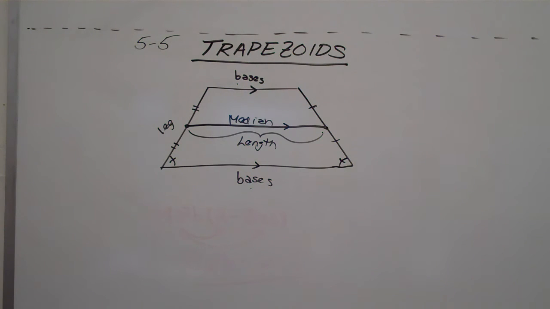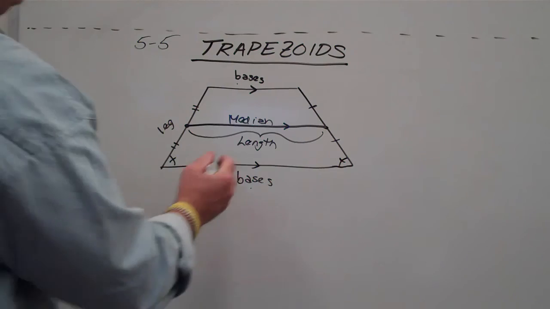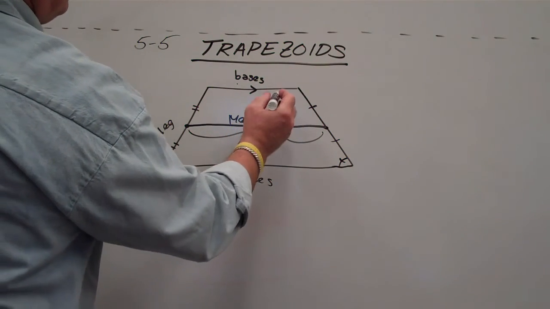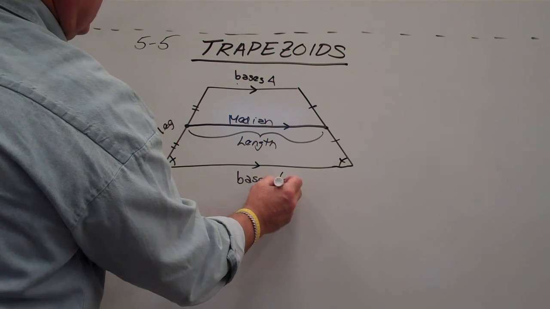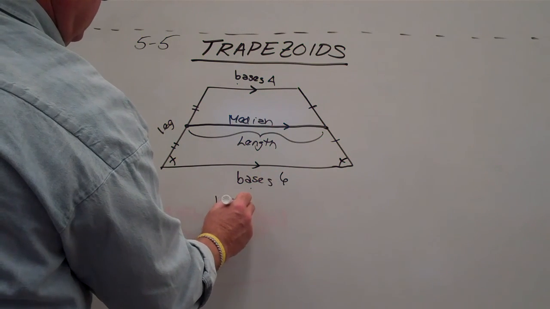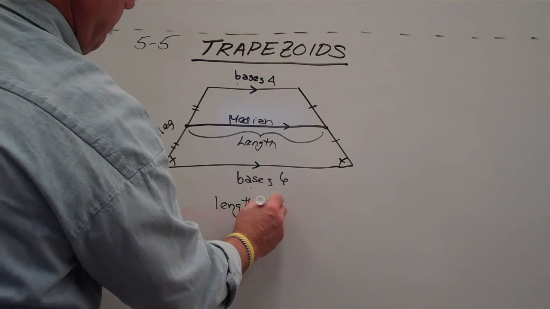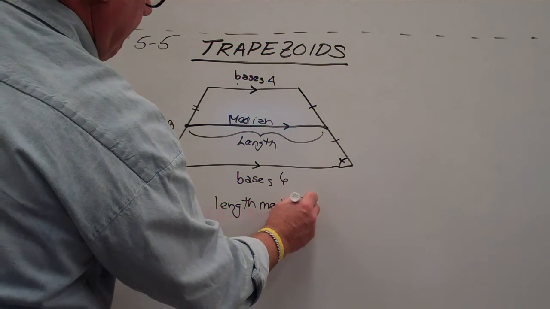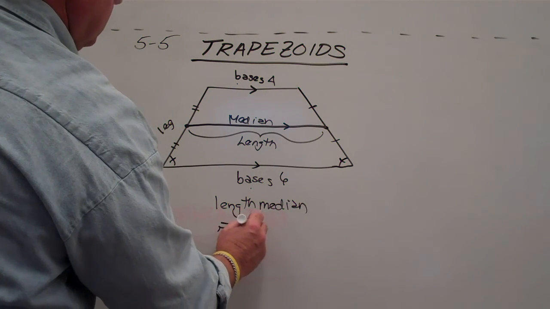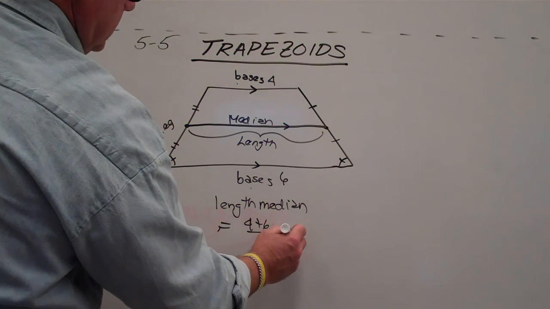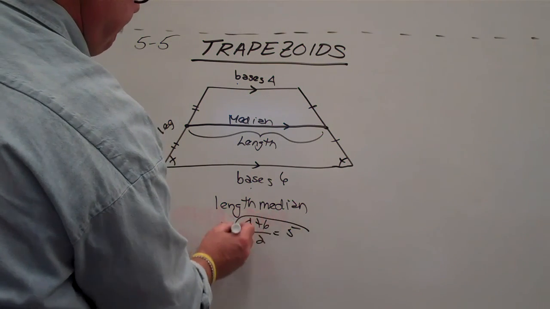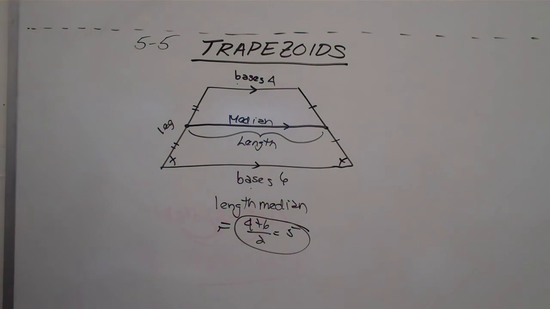So, and again, this is theorem 519, if, for example, this base was, let's say, 4, and this base was 6, the length of the median would be equal to (4 + 6)/2, which is 5. Okay, so really it's the average of the two.